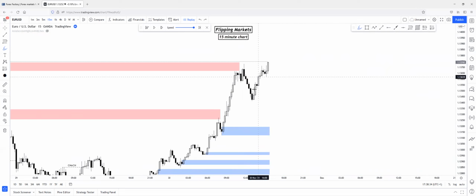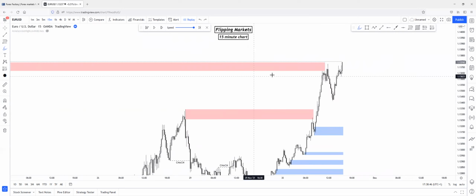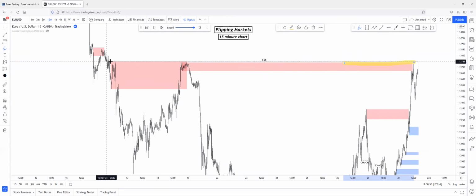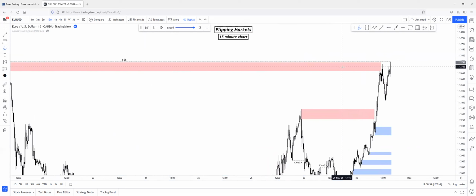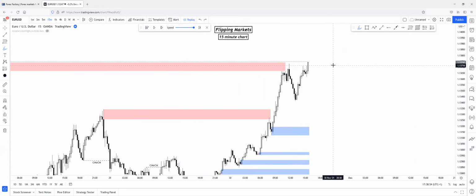And after the false change of character, it's coming back up to collect more orders on this zone, because just imagine how many sellers are opening positions on this weak high because they thought that this is a change of character on this 15-minute chart, but they didn't notice the 4-hour liquidity line from above this supply zone, right? So market is just collecting more liquidity to be swept.